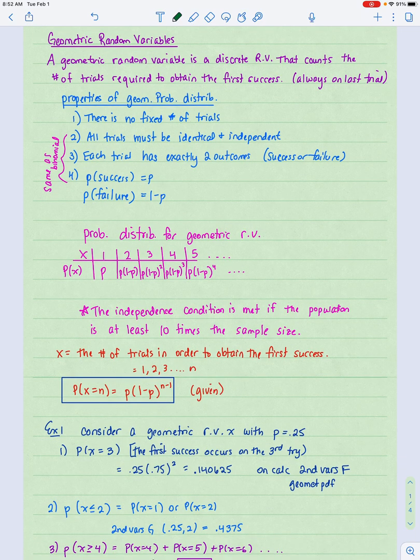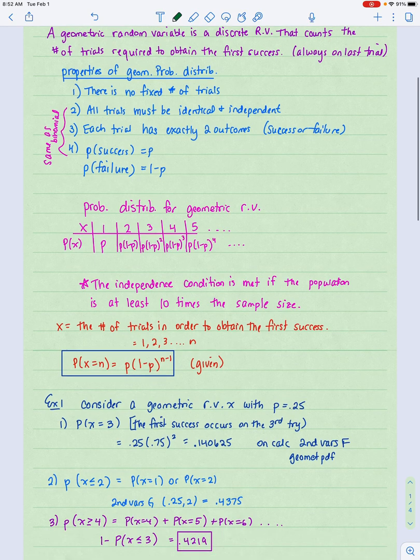Okay, so the probability distribution looks like what I wrote there. So x is 1, so probability is just P. When you get to 2, it's P times 1 minus P, and then when you get to 3, it's P times 1 minus P squared. 4 is P times 1 minus P cubed, and it keeps going. The formula for it is given. The independence condition is met if the population is at least 10 times the sample size. And that's what I just talked about at the top, that 10% rule.